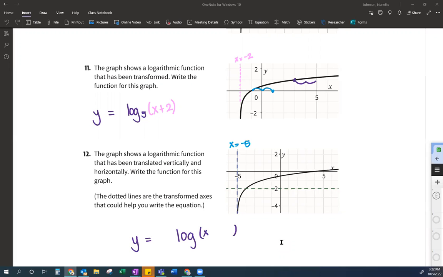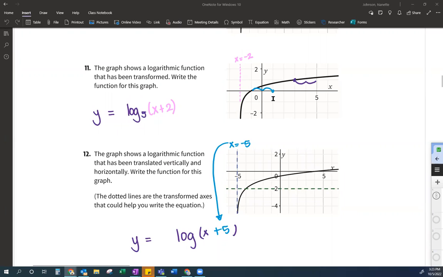Yeah, it's parentheses x plus 5. Very good. So this is that. This affects that, right? Okay, good. And then if you don't have to use these axes, I'm going to almost pretend that they're not there. If they help you, great. If not, then don't.